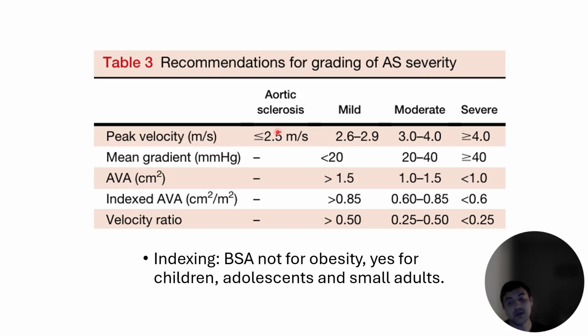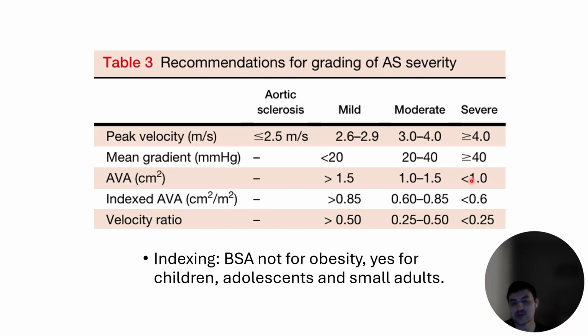Aortic sclerosis, we talked about earlier. Why is it important? Because when you have a velocity less than 2, in this case less than 2.5, the valve is calcified but doesn't have a higher velocity, so you're going to call this aortic sclerosis. Why is indexing the valve area important?